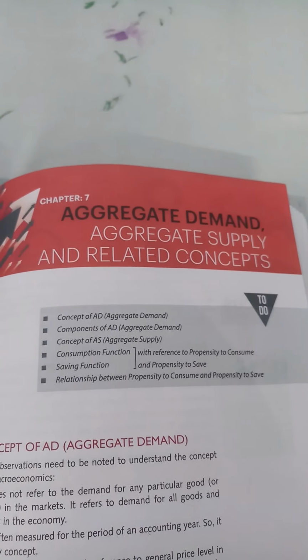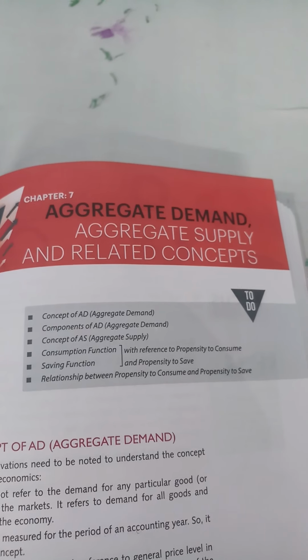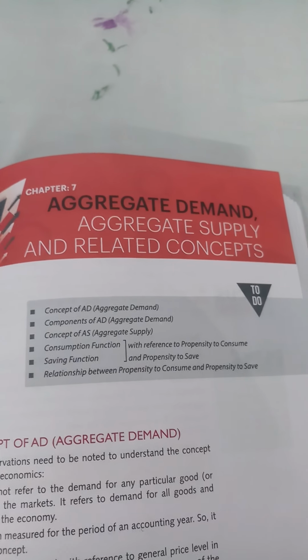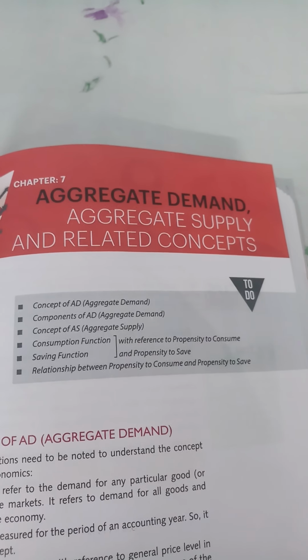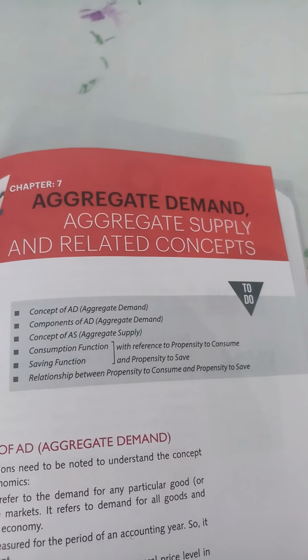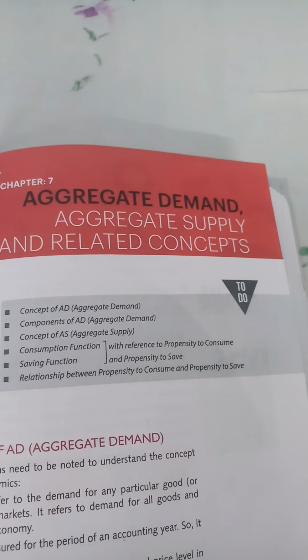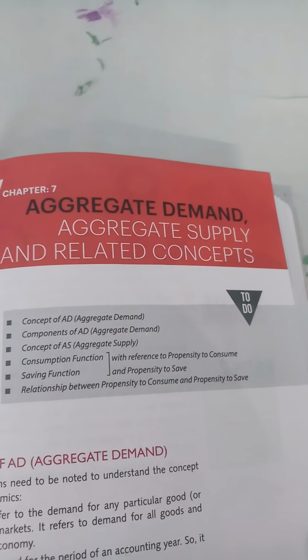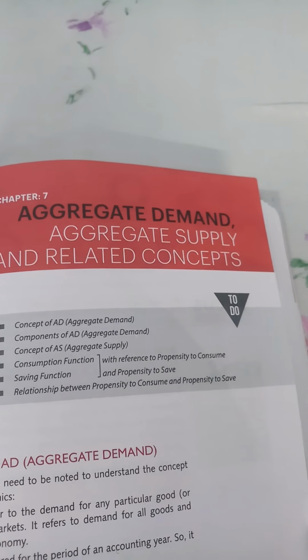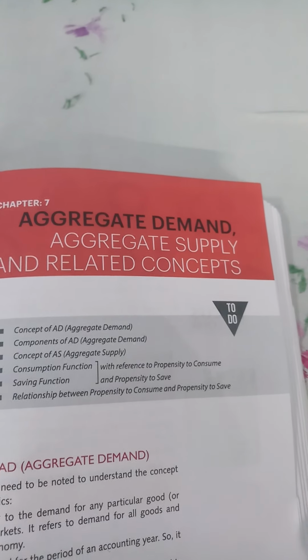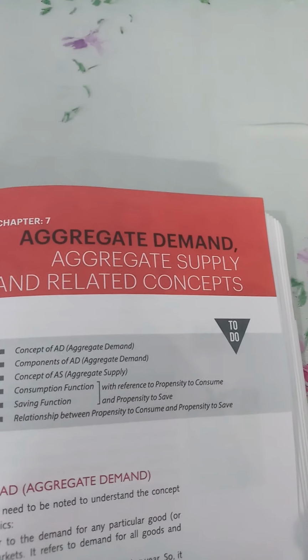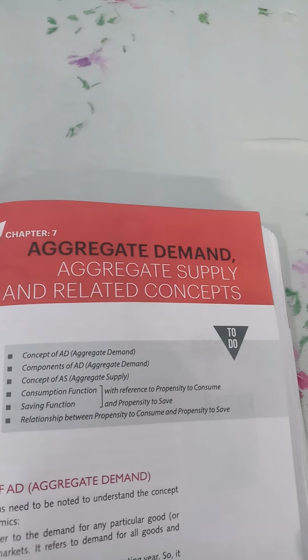Before we start the detailing part of the chapter, let's understand one thing. In this chapter there are some short forms which are to be used: aggregate demand will be used as AD, while aggregate supply will be used as AS. So henceforth, when you hear these two words, please understand AD refers to aggregate demand while AS refers to aggregate supply.